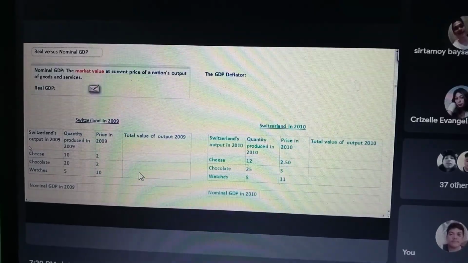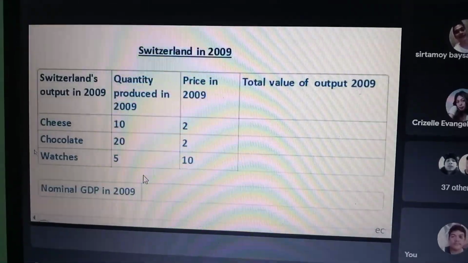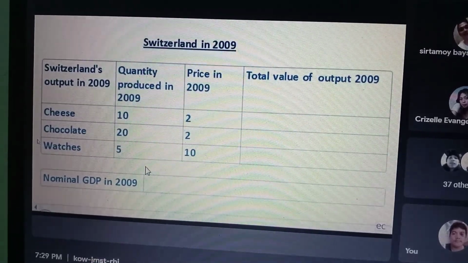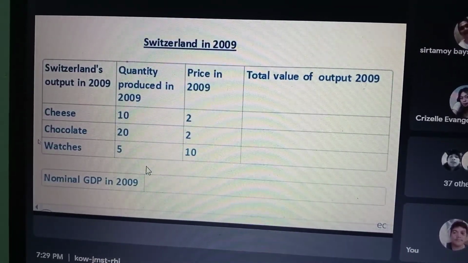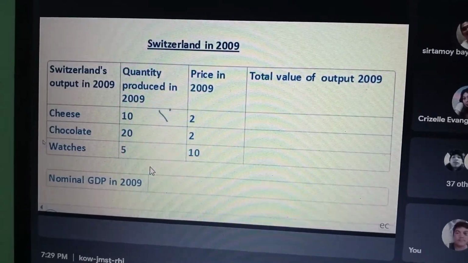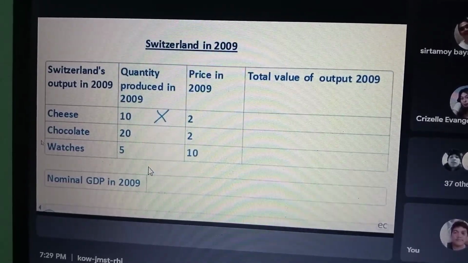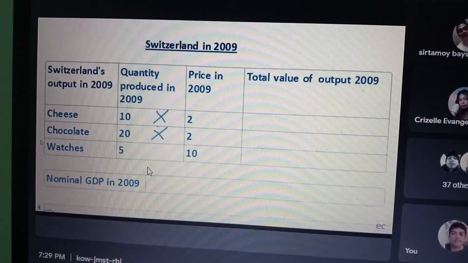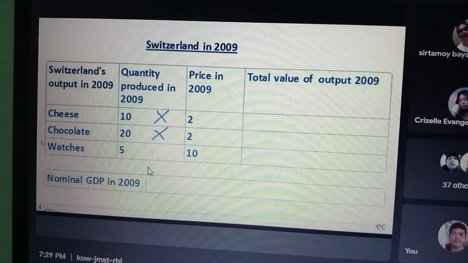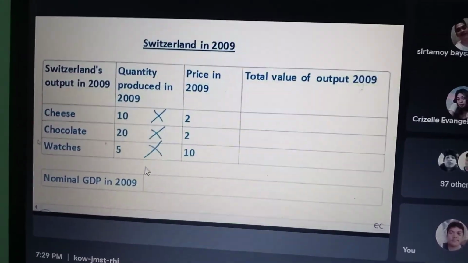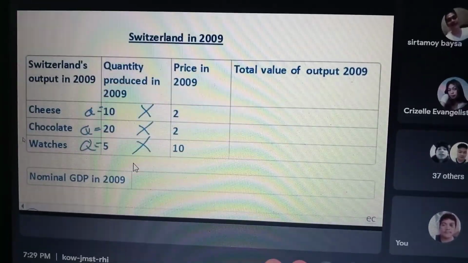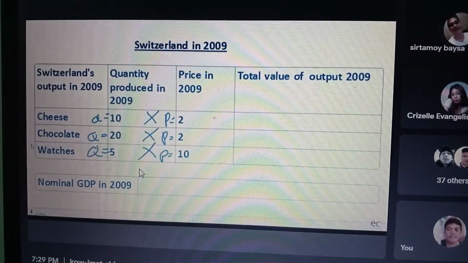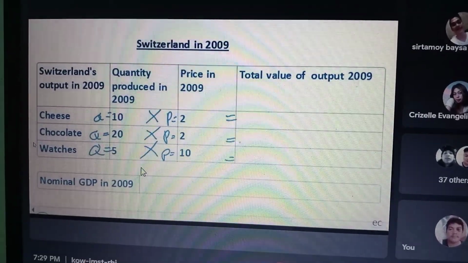As we see in our graph here, Switzerland produces three goods: cheese, chocolate, and watches. In 2009, Switzerland produced 10 cheeses that sold for a price of 2 francs each, 20 chocolates, which sold for a price of 2 francs each, and 5 watches, which sold for a price of 10 francs each. If we multiply the quantities times the prices, we get Switzerland's nominal GDP in 2009.